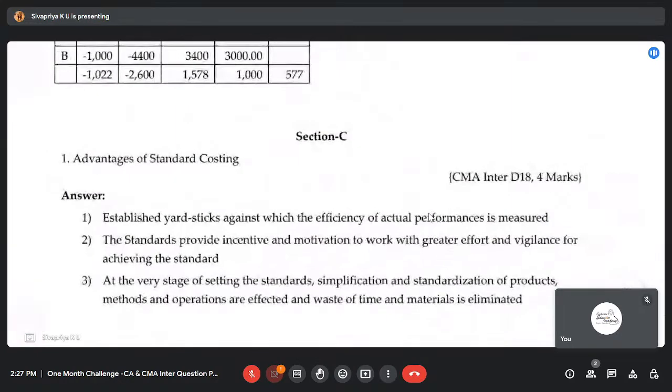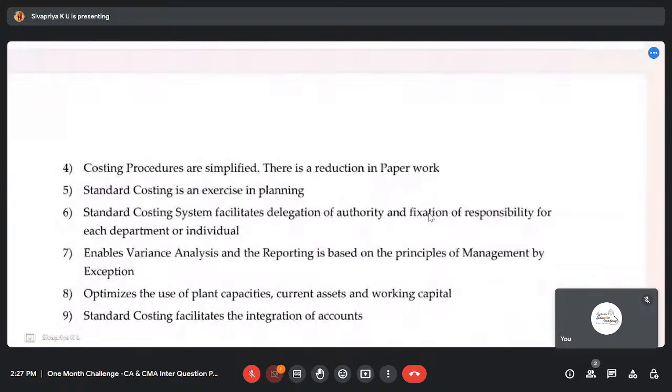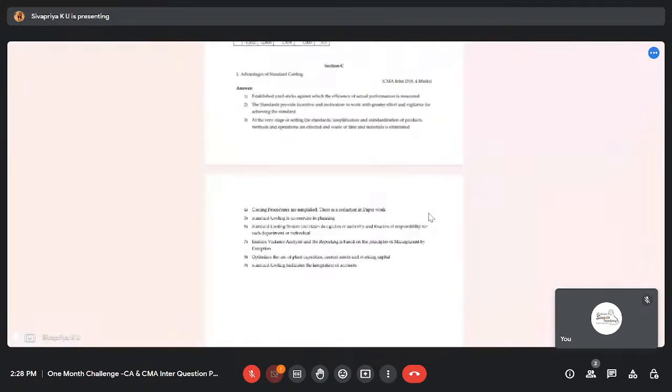Section C is advantages of standard costing. So they are the established yardsticks against which the efficiency of actual performance is measured. They provide incentive and motivation, and at the very stage of setting the standard, simplification and standardization methods and operations are effected, and waste of time and material is eliminated. Procedures are simplified. It is an exercise in planning, etc. So writing any 5 points is sufficient.